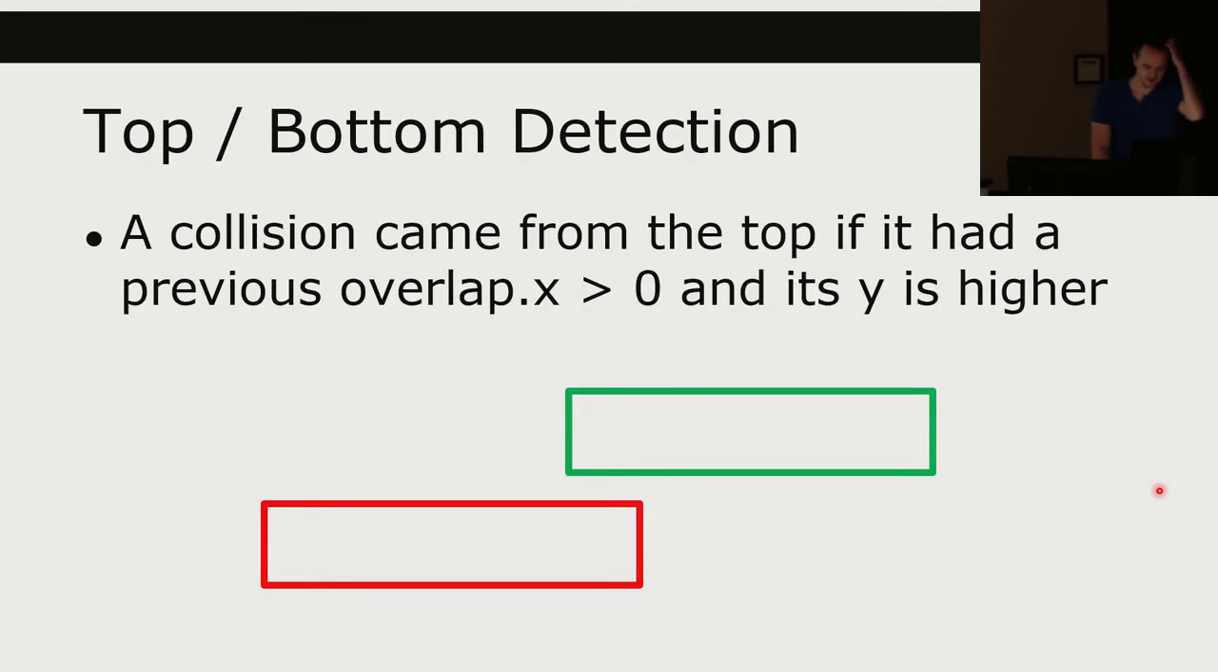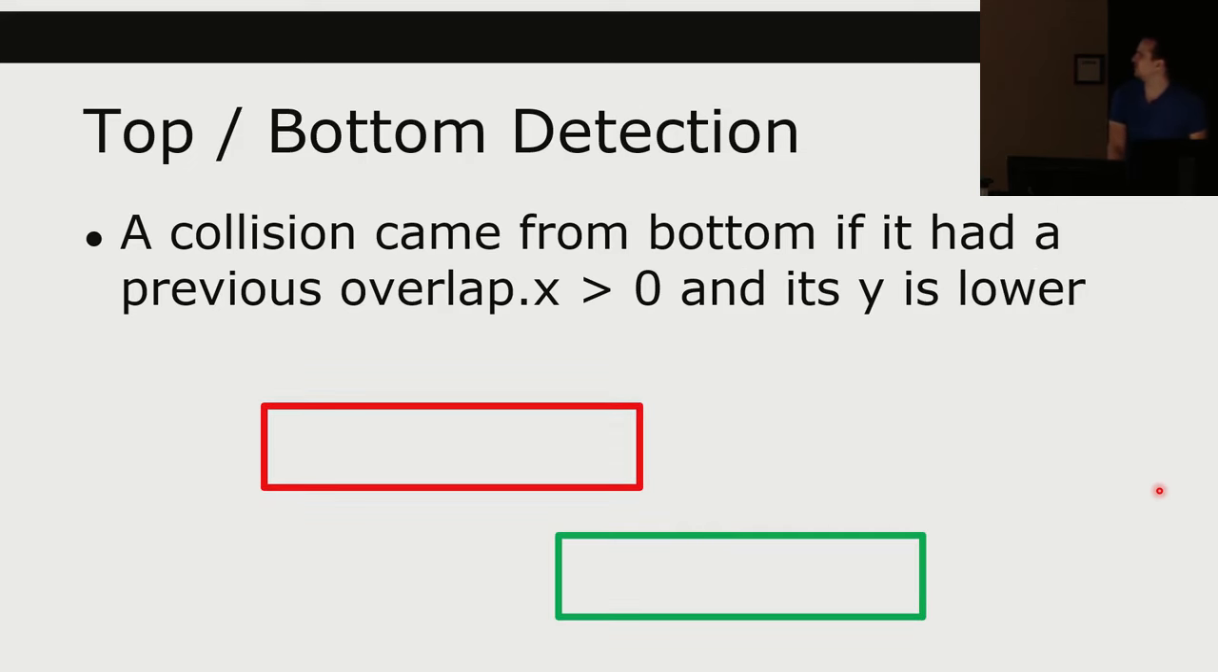So for top or bottom detection, a collision came from the top if the previous overlap had an x greater than 0 and the y value is higher, meaning less in our case. So that's how you know it's the top. And a collision came from the bottom if the x overlap was greater than 0 and its y is lower. I can similarly do the left and right detection: if it's a horizontal movement and it's greater than, then it's from the bottom. If it's less than, it's from the top. Oh, sorry, the other way: if the x is less than, then it came from the left. If the x is greater than, then it came from the right.